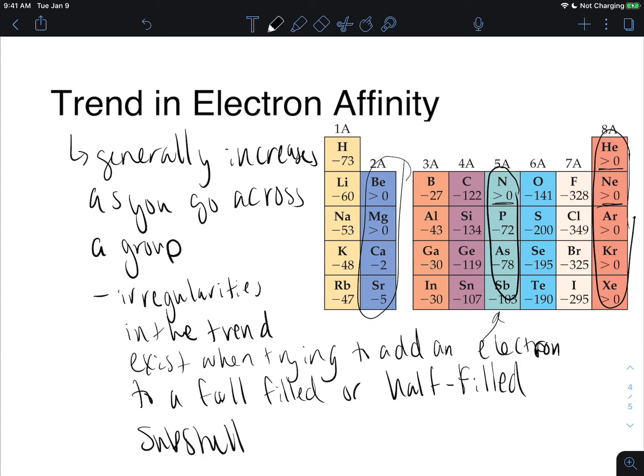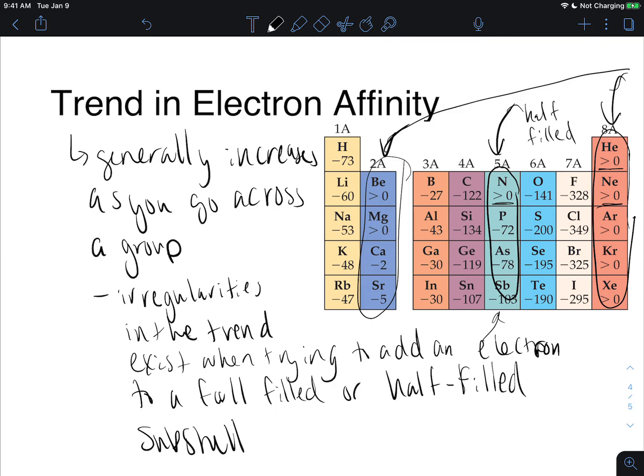So that's what we see in group 2, group 15, group 18. In each one of these cases, we're trying to add electrons to these two full-filled states. This one is a half-filled. And it just does not like it. So because you're trying to add that extra electron when it's in an energy minimum, you're going to have a higher than expected electron affinity.